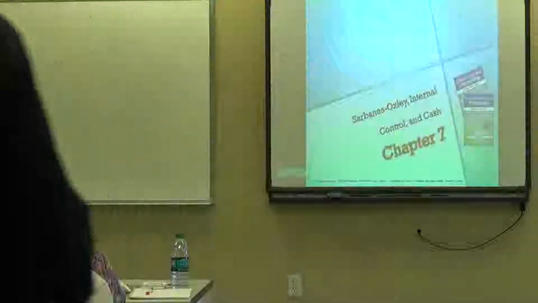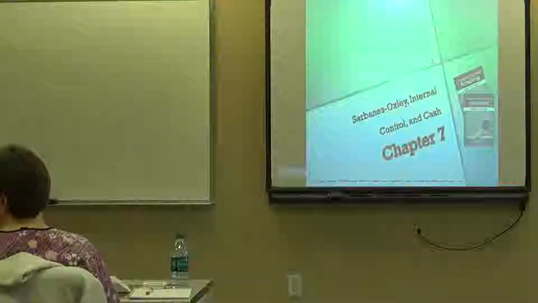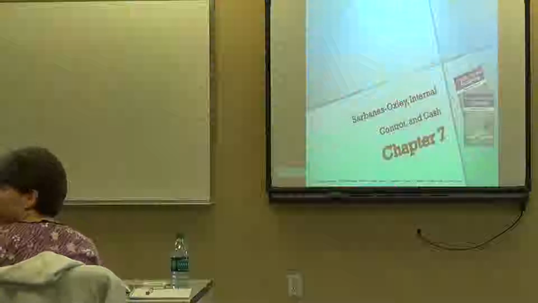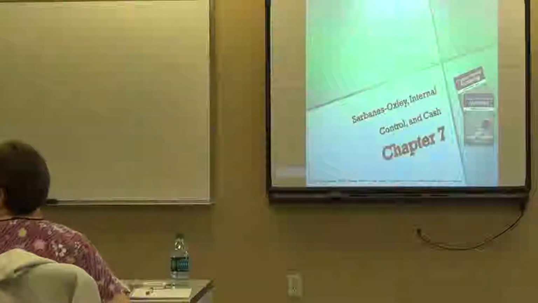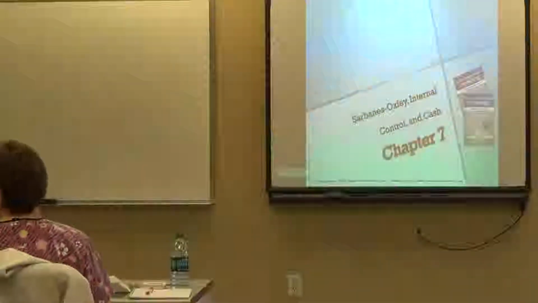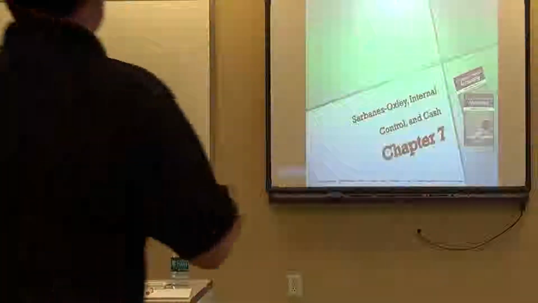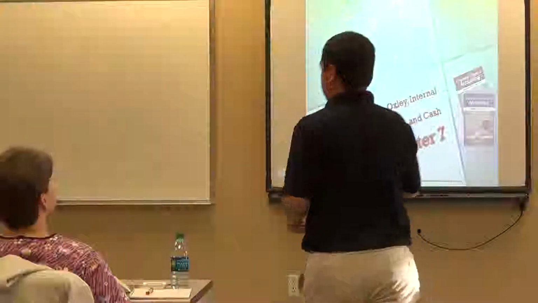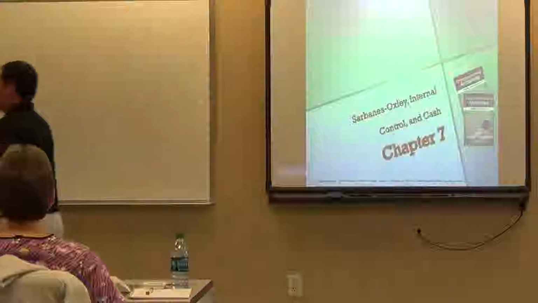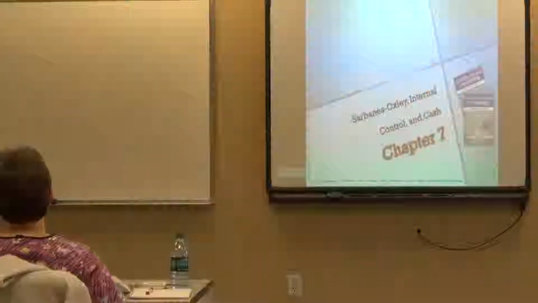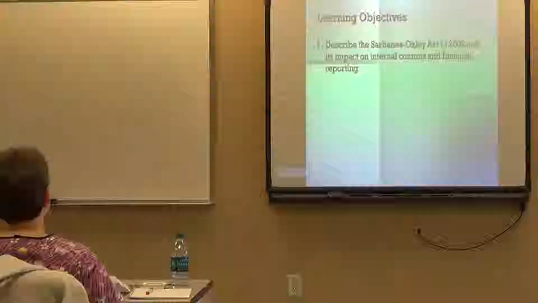All right. So in chapter 7 today, what we're going to be covering is Sarbanes-Oxley and internal control. Those are some of the primary things that we're going to be covering. We'll talk about the reasons why we're covering this and some of the things that happened in the early 2000s that created all these issues and why we need to cover this sort of stuff.